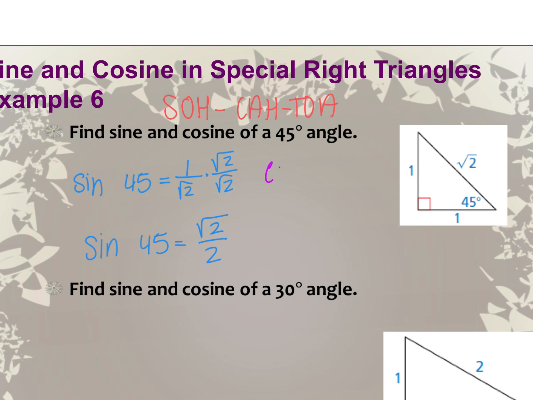Cosine, see if you could borrow a charger, please.